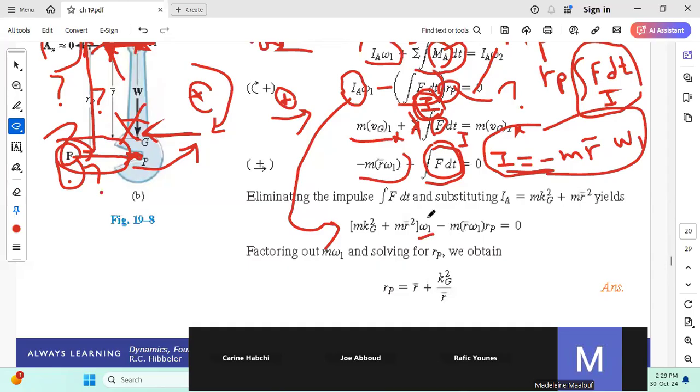If you simplify omega 1 from both sides, you can get the expression of rp. You divide the whole terms by m r bar, and you take rp to the other side. So rp is equal to this term over m times r bar. So the expression of rp that will give me a horizontal force of 0, m will be simplified, is kG square over r bar, plus r bar square over r bar, which is r bar. So this is the design that will give me the lower impact in x direction at point A. Okay.